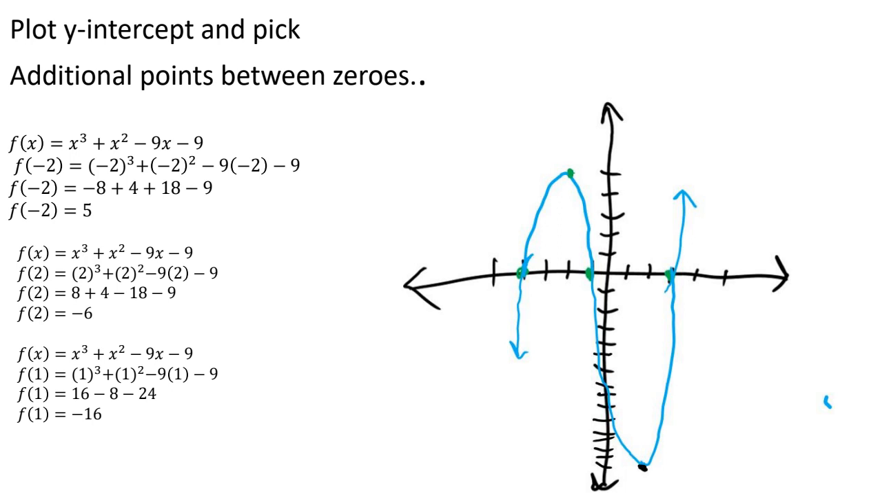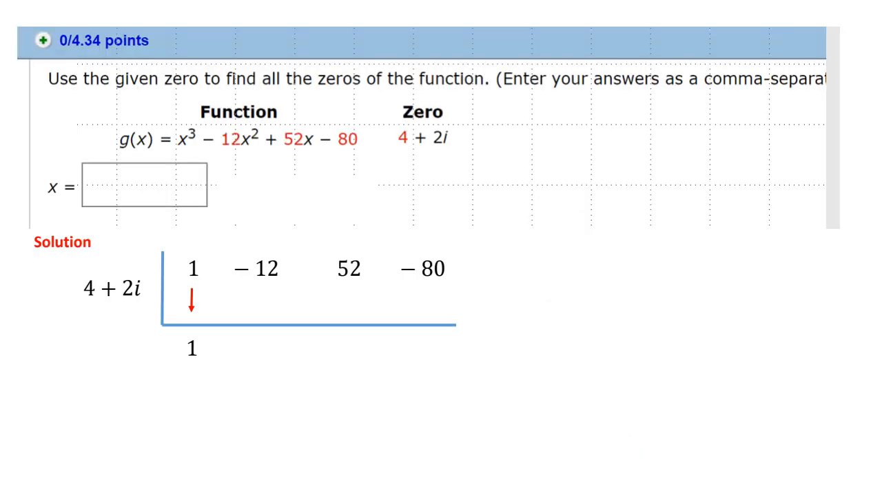All right, so now we can go to the next example. Use the given zero to find all the zeros. Here they tell you that 4 plus 2i is a zero. So I can use synthetic division. I'm going to bring down the 1. 1 times 4 plus 2i is going to be 4 plus 2i. If I add it to -12, then I get -8 plus 2i. Now I need to multiply 4 plus 2i times -8 plus 2i.